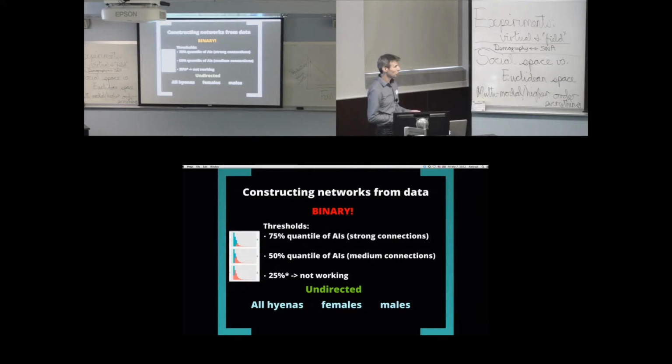Our networks are undirected, so they're based on observations of coordinated activity. But SIENA was actually developed for directed networks. So if you have grooming networks and so on, you can use it. And I'll present results for 3 networks I constructed, one that includes all hyenas, one that includes only the females, and one that includes only the males, because females and males may have different factors affecting their social decisions.